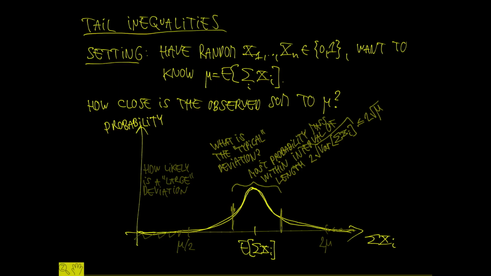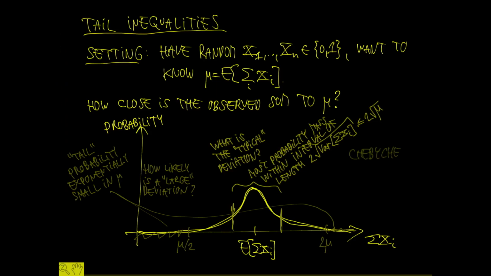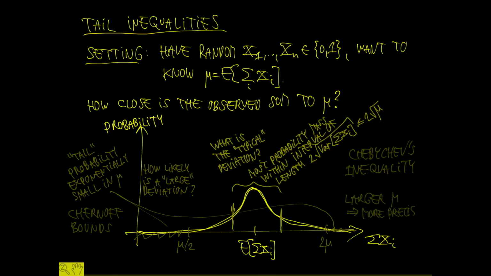So say that we get less than half the variance or more than twice the variance. These are called tail probabilities, and it's possible to show that in this setting, again assuming independence, that they are exponentially small in the expectation mu. We're going to formalize both of these things on the next slide. The former is called Chebyshev's inequality. It describes the behavior close to the expectation, and Chernoff bounds describe the behavior further away from the expectation. In general, the larger the expectation, the more precise.